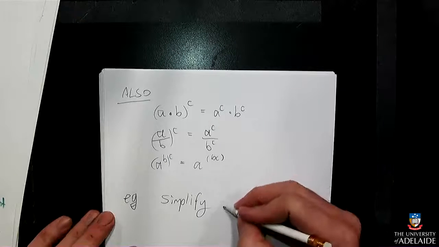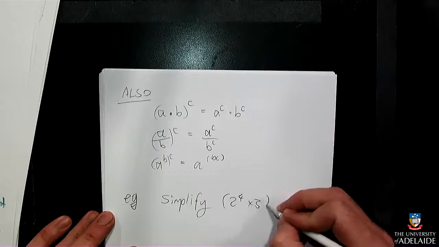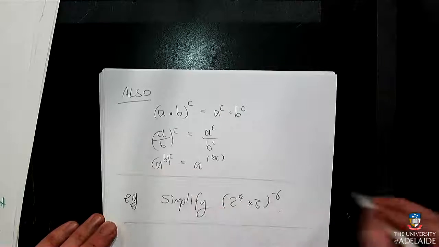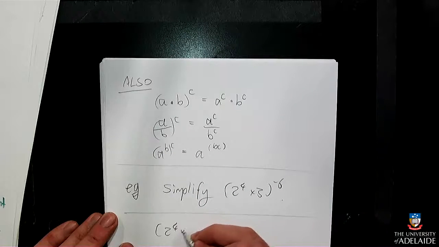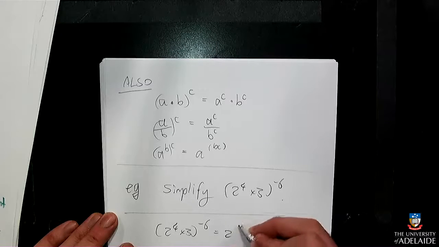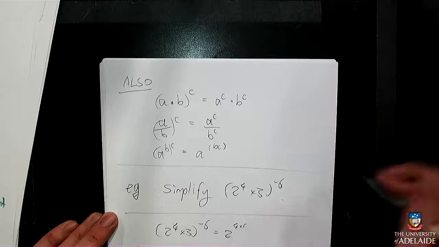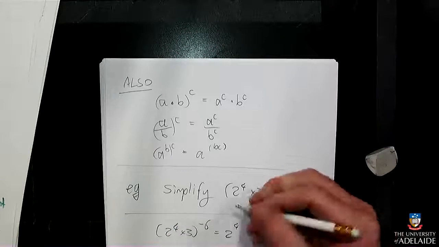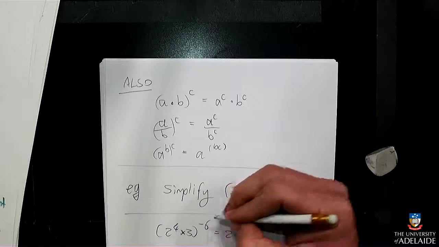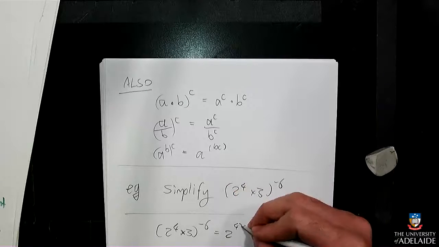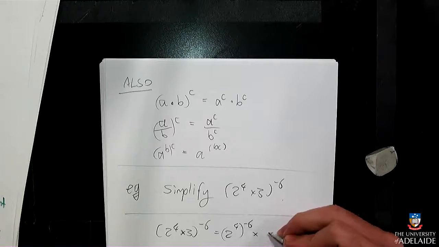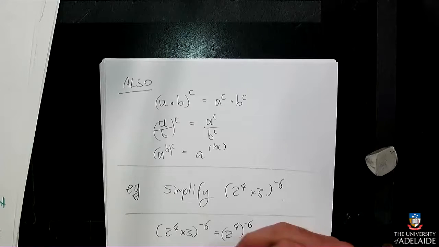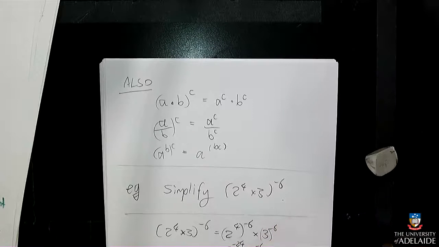Let's simplify 2 to the 4 times 3 to the minus 6. So 2 to the 4 times 3 to the power of minus 6 is 2 to the power of 4 times, I'll do it one step at a time. So there's a times inside this power which has minus 6 as an exponent. So exponents can come across multiplication. And then 2 to the 4 to the power of minus 6 is 2 to the minus 24. And that's 3 to the minus 6. And that's probably as simple as it's going to get.